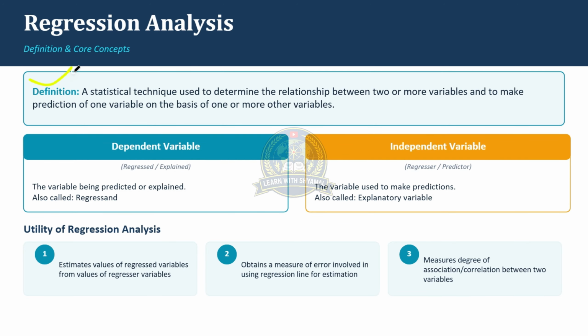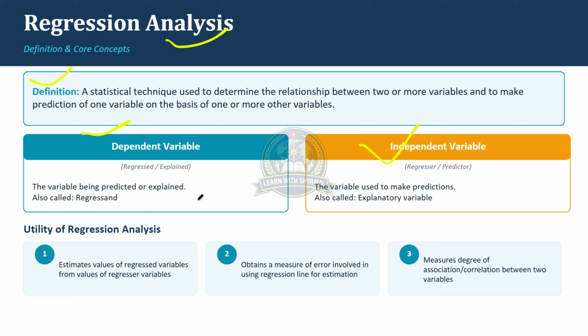First of all, what is regression analysis? Definition: a statistical technique used to determine the relationship between two or more variables to make prediction of one variable on the basis of one or more other variables. This is known as regression analysis. There are two types of variable: dependent variable, also called regressed or explained variable, the variable being predicted or explained; and independent variable, also known as regressor and predictor, the variable used to make predictions, also called explanatory variable.